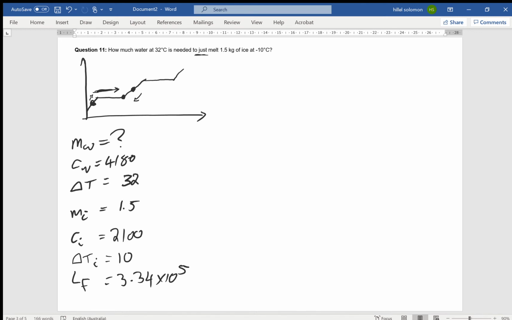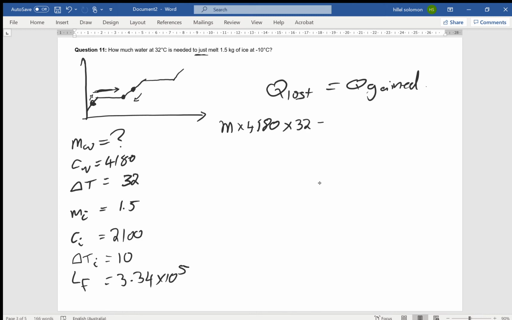Now, the key thing here that you must write on your answer whenever you're answering these thermal equilibrium questions is the concept that the heat lost by the warm water is equal to the heat gained by the ice as it warms up and then melts. So let's see what each of these components amounts to. The heat lost by the water, that's mc delta T as it goes from 32 down to 0. So that's going to be the water stuff. So that's m is what we don't know, the mass of water. We need to multiply that by the specific heat capacity, 4180, and the temperature change, 32.